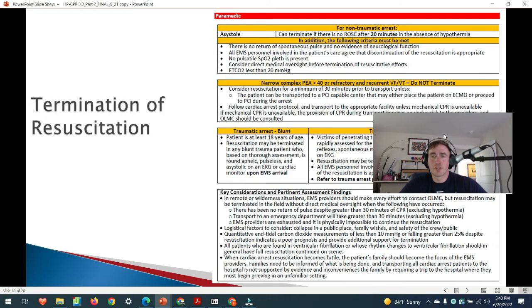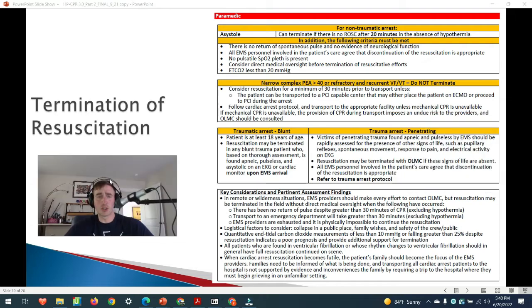And termination of resuscitation. Now, this should be in line with the memorandum that was released after we realized that the state does not like us terminating patients in VFib or fast PEA. So the way we've been doing it applies. If they're in asystole, we can terminate if there's no ROSC after 20 minutes in the absence of hypothermia. So what if they weren't initially in asystole? Well, the only requirement is that they are in asystole.